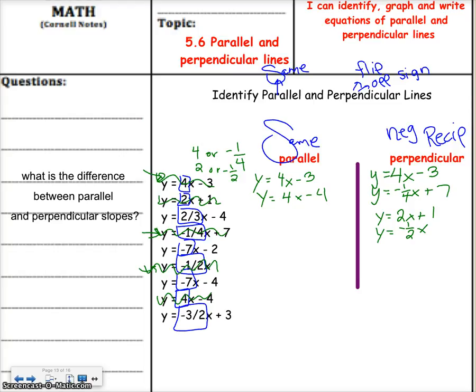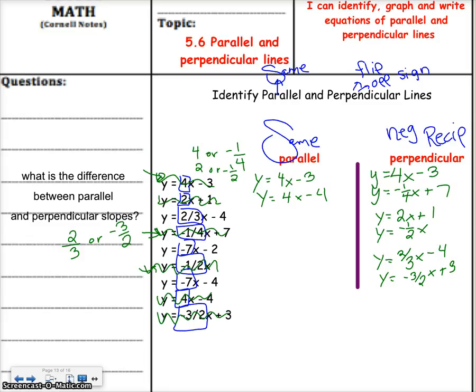The next set, I have 2/3. So my parallel slope would be 2/3. My perpendicular slope would be negative 3 over 2. So I'm looking for 2/3 or negative 3 over 2. I found it. So it was y equals 2/3 x minus 4 and y equals negative 3 over 2x plus 3.